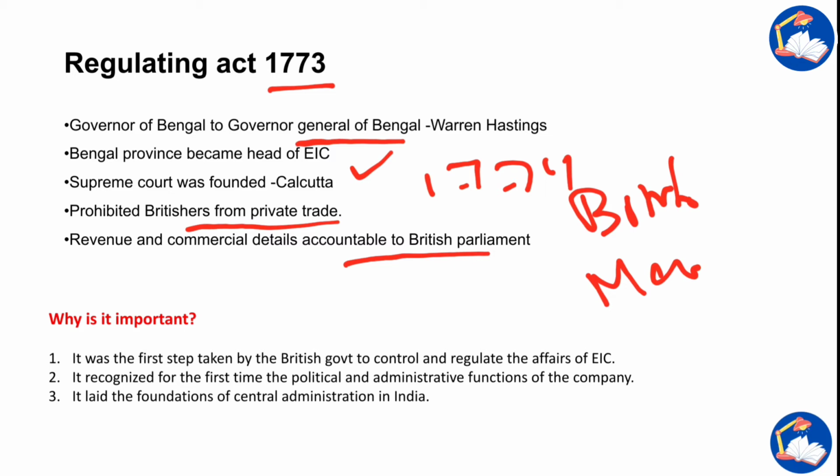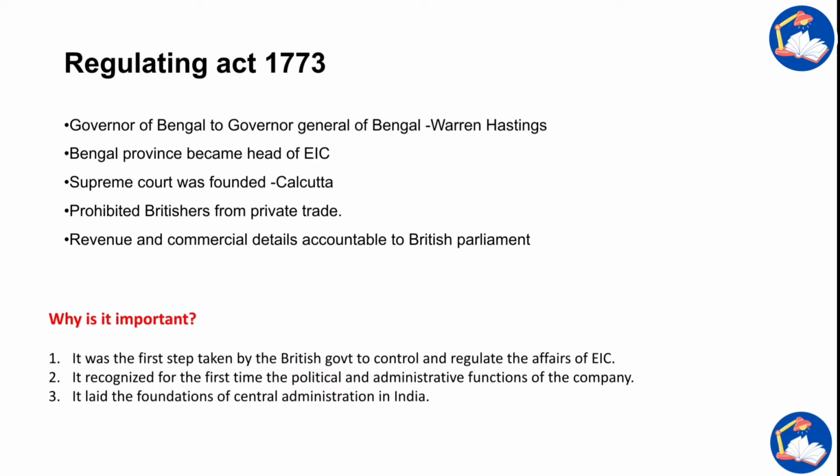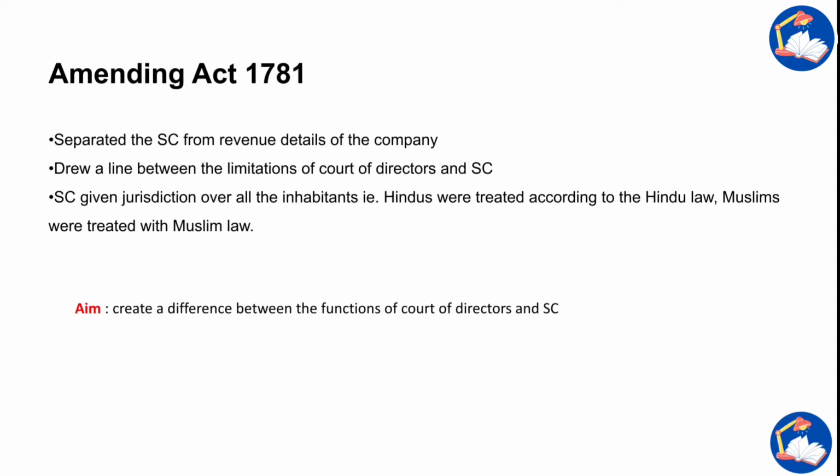So why is this act important? It was the first step taken by the British government to control and regulate the affairs of the East India Company. It recognized for the first time the political and administrative functions of the company. And the third reason, it laid the foundations of central administration in India. From this Regulating Act onwards, we can see a centralization aspect in British rule. Slowly the entire power will be concentrated in a certain person. That aspect can be seen for some time throughout the history of India, all through these acts.